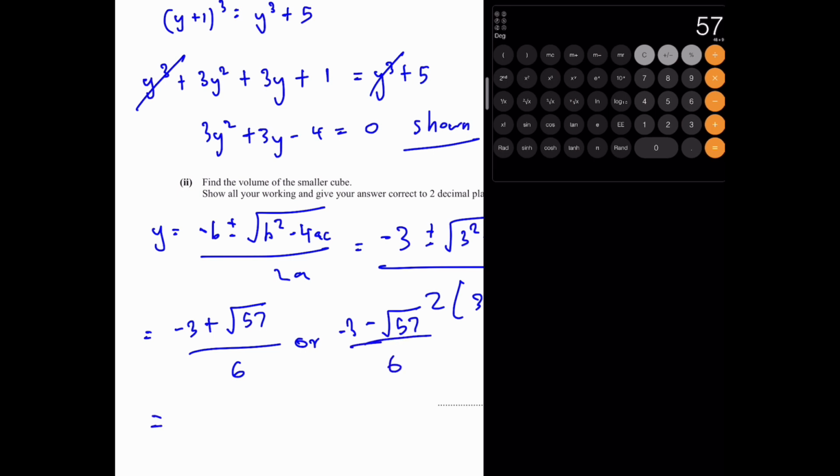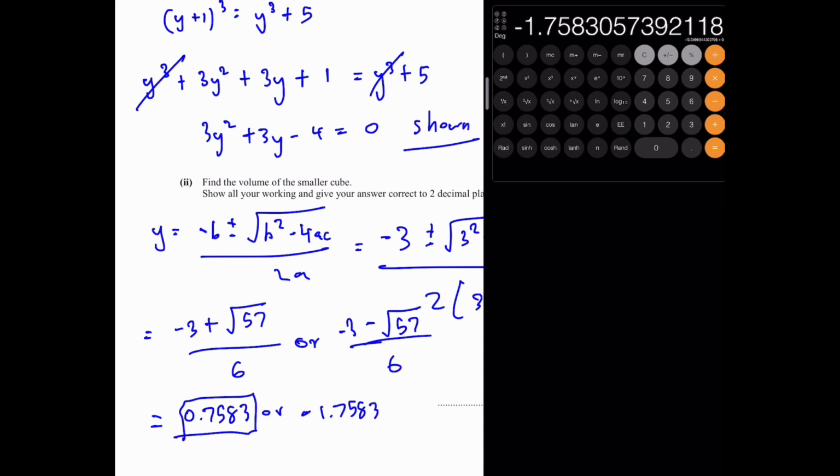So let's take the square root of this, and then subtract 3, and then divide by 6. So we get 0.7583. Or let's take the other side: minus 3 minus the square root of 57, divide by 6. We get minus 1.7583. But we only take the positive value because length cannot be negative. So we take 0.7583 centimeters.